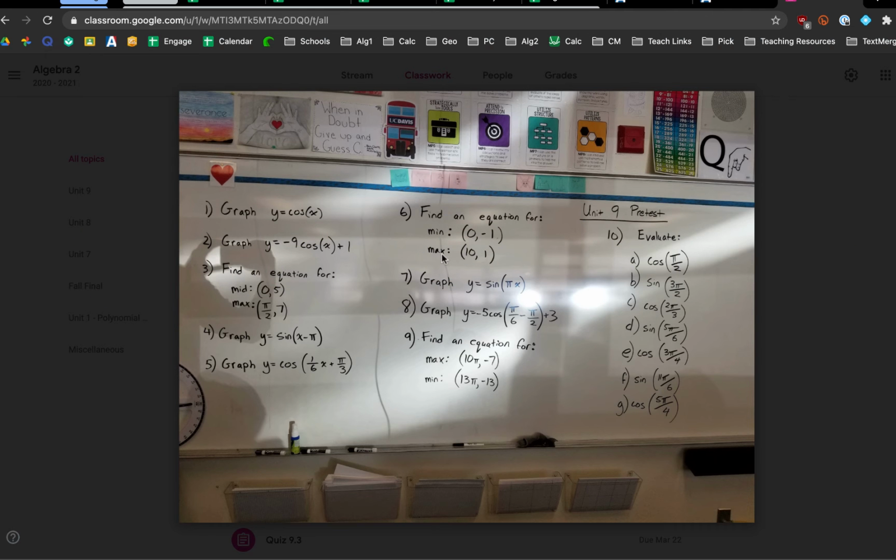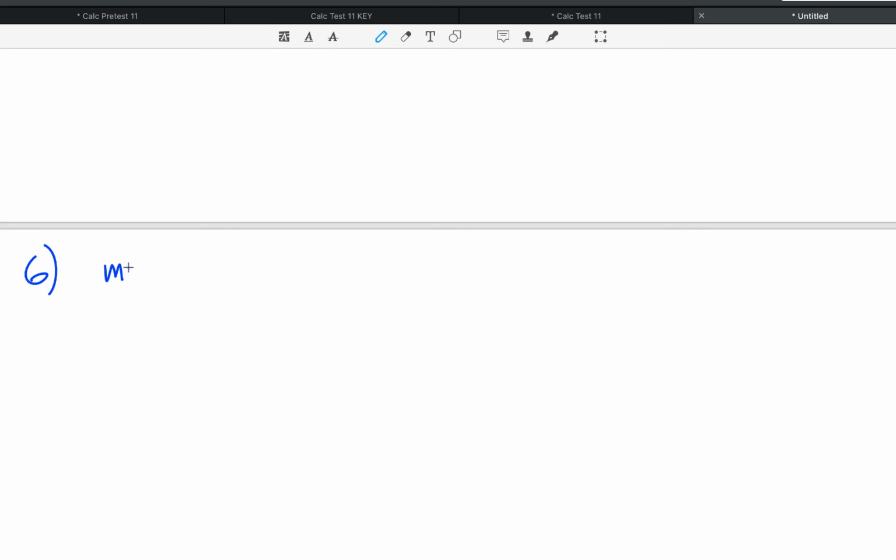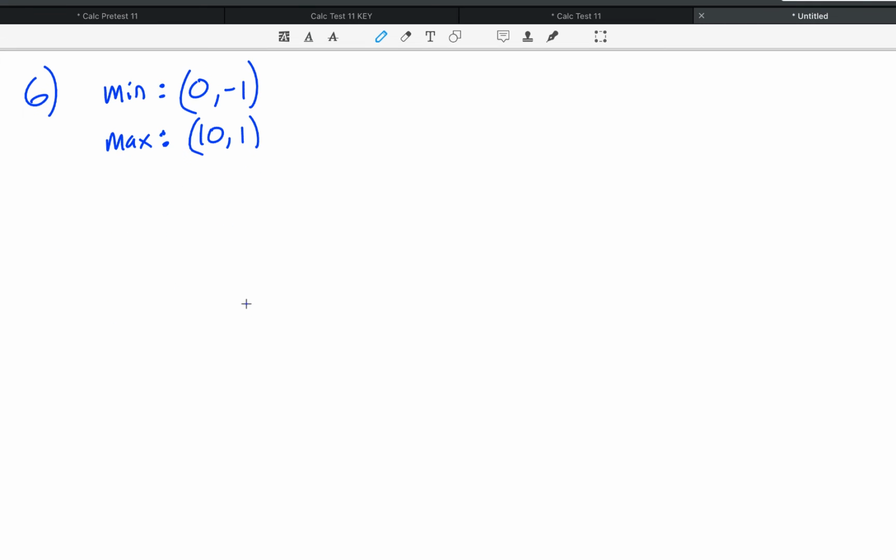Number 6. We have minimum 0, -1. The minimum is 0, -1. The max is 10, 1. Max is 10, 1. So, graph those. I don't know why I'm feeling like having straight lines, but all of a sudden I do feel like having straight lines. So, graphing 0, -1, it's right about, oh, that's a minimum though.